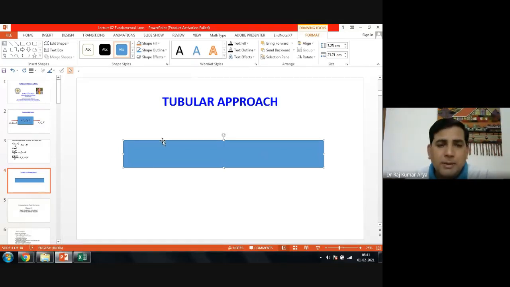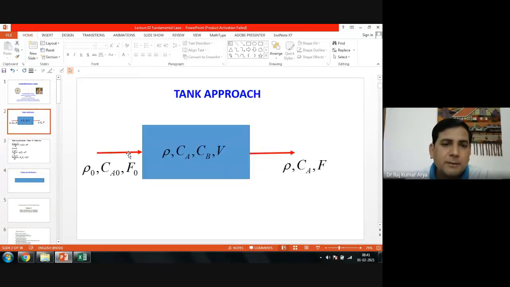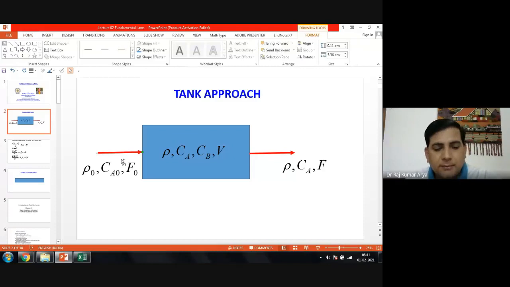Now what will happen here if you are feeding something to one of the ends, let's say you are feeding from here.